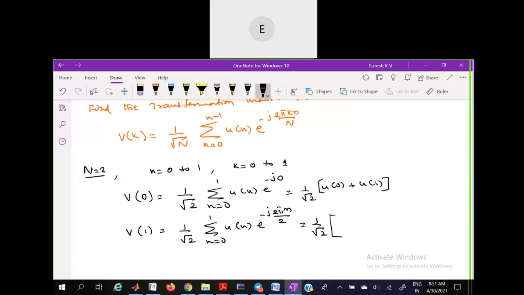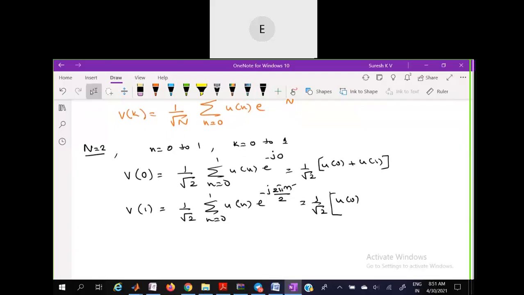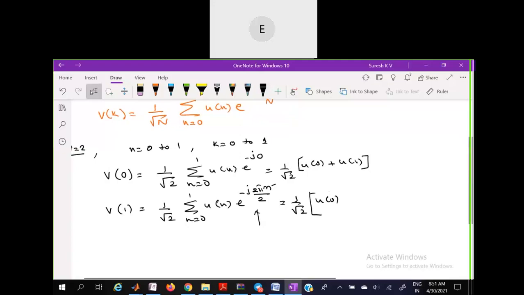When n is 0, this term will be 0, so it is u of 0. And when n is 1, it will be u of 1. What will be this value when n is 1? 2 2 cancel, so it is e to the power of minus j pi. What is e power minus j pi? Can somebody quickly tell me what is e power minus j pi? Minus 1, correct. So this will be minus of u of 1.